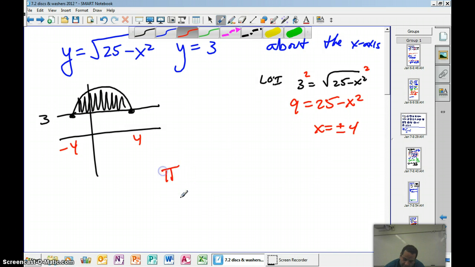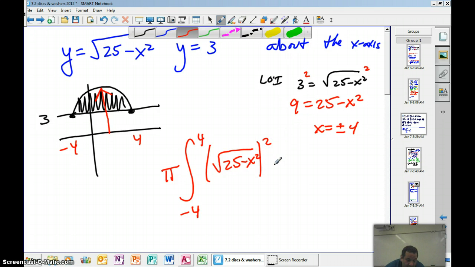So our integral is going to be from -4 to 4. Let's talk about the outer radius. The outer radius is this guy, the function, so that is going to be the function 25 minus x squared, quantity squared. Then minus, let's think about the inner radius. The inner radius is just that line, so the inner radius is 3 squared dx. Good enough? Outer, inner.